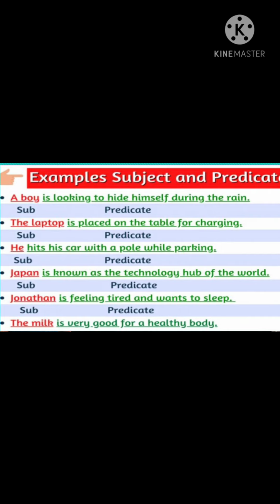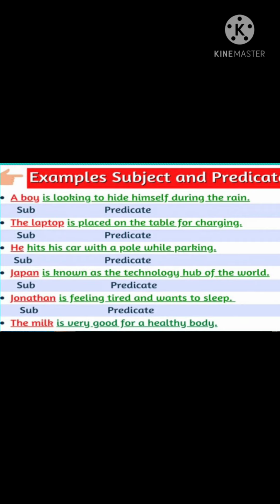Next, let us see the next example. He hits his car with a pole while parking. Who hits his car with a pole while parking? That is he. And what did he do? Hits his car with a pole while parking. So who does the work will be the subject. That is, he will be the subject. And hits his car with a pole while parking will be the predicate.